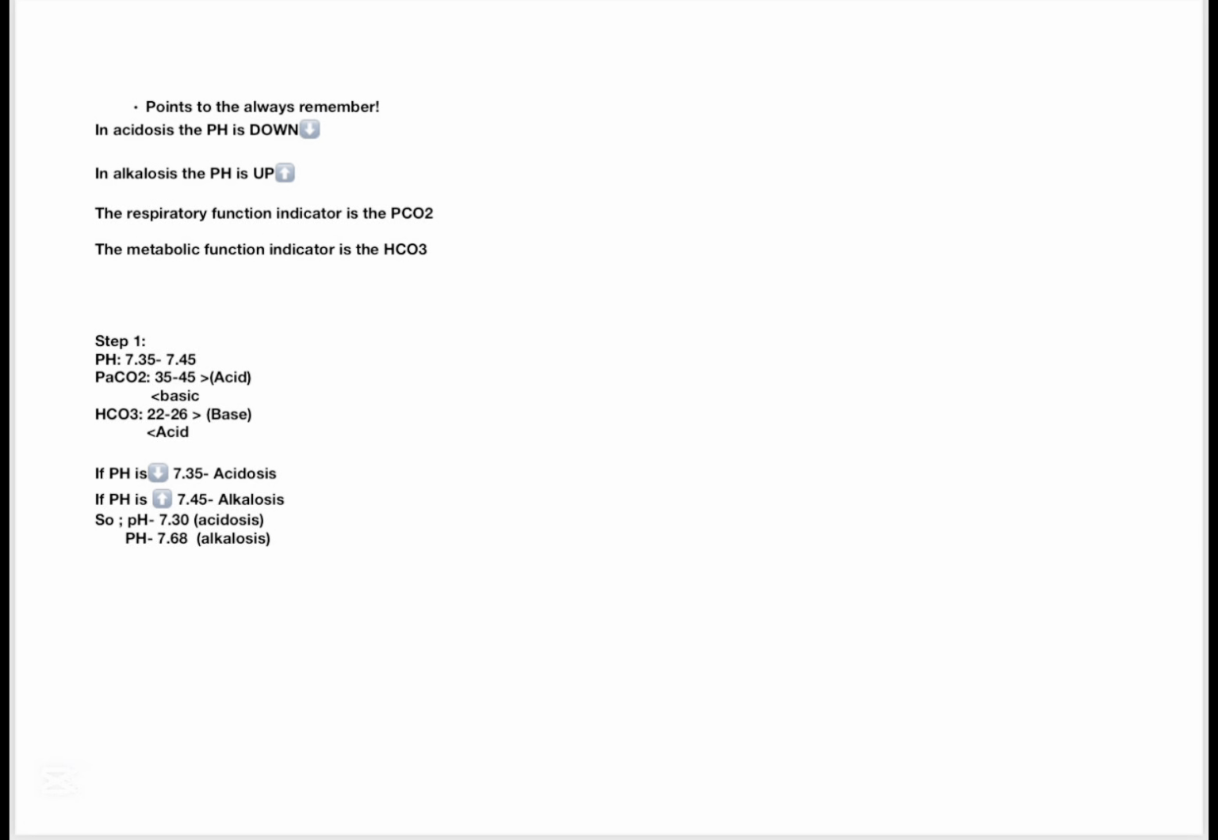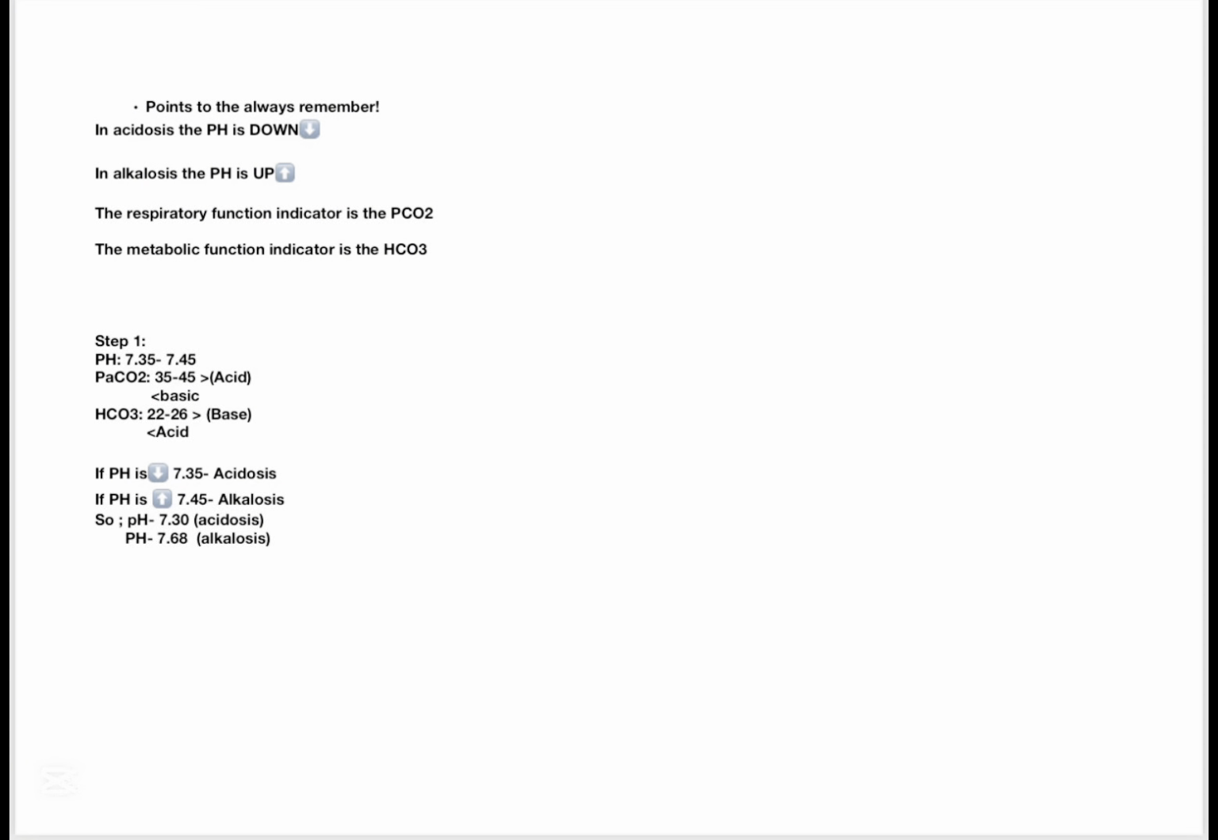Also for the HCO3, the normal value is 22 to 26. If it goes above 26, the higher end of the value, it is more basic. The client is said to be retaining so much of that bicarbonate, so much of that base. If it goes below 22, that means the client is losing all that base. So what is the client going to be left with? Acid. We explained all these points in the first class. So here, if the pH is less than 7.35, it's an acidosis problem. Greater than 7.45 is an alkalosis problem.